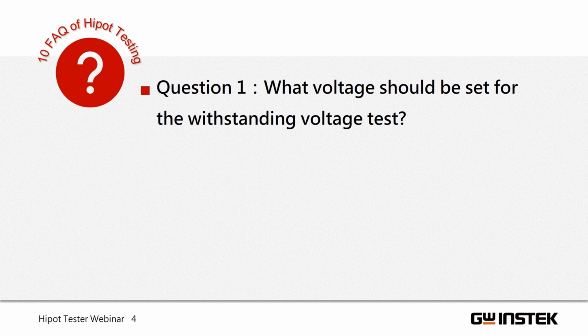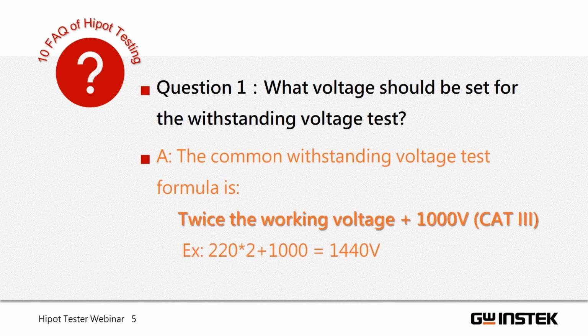This is important because the purpose of the test is to apply a much higher voltage than the rated working voltage to the DUT as a trial. Therefore, it is crucial to choose a reasonable and adequate voltage. The answer to this question is twice the working voltage plus 1000 volts. For example, if the working voltage is 220 volts, the voltage should be set as 1440 volts for testing. This is the common withstanding voltage test formula. The additional 1000 volts is the anticipated maximum potential transient overvoltage based on Category 3.